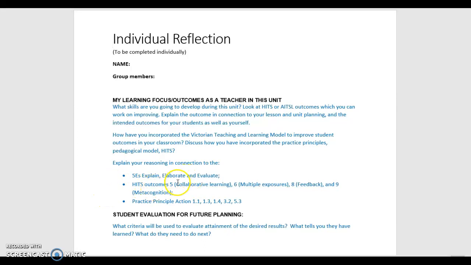Same with the HITS. So obviously in your unit plan, you'll have collaborative learning. How have you addressed collaborative learning? What aspects have you incorporated, and what kind of skills are the students undertaking and learning in terms of collaborative learning? Multiple exposures, the same, feedback. All of these, it's not enough just to describe what the HITS outcome says. You need to link it to your unit plan and explain how you've addressed them, as well as the practice principles, and just focus on these ones because there's too many to discuss.